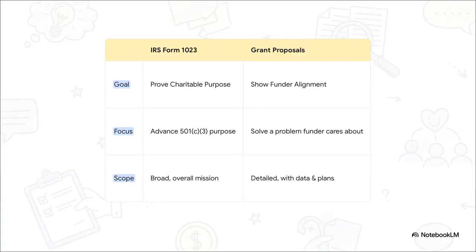For the IRS, on the left, it's all about proving your activities are legally charitable. It's formal, it's about checking the right boxes. But for a grant proposal, your goal is to show a funder that your program is the perfect solution for their specific goals. That's when you bring in the data, you tell a story, you talk about the problem they want to solve. Here's a good way to think about it. The IRS version is like your passport photo. It just proves your legal identity. The grant version, that's your detailed, data-heavy pitch to an investor.